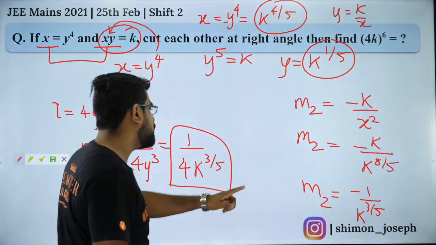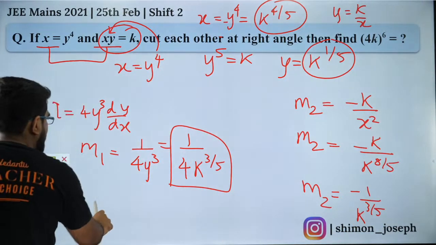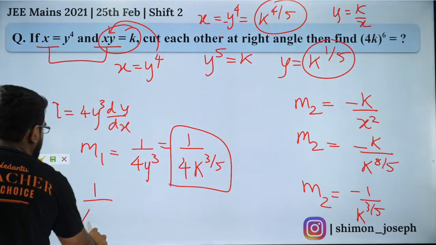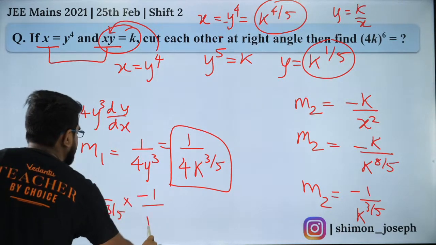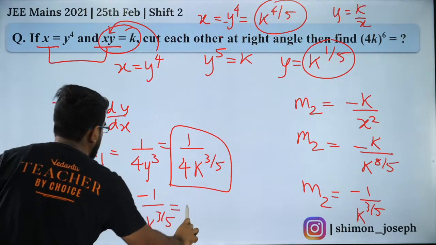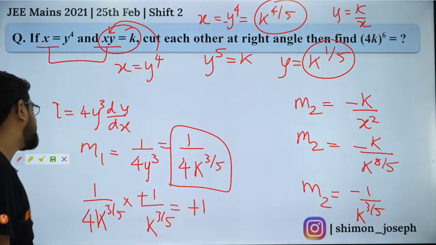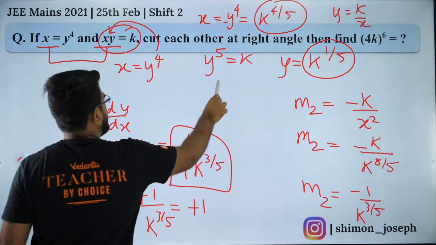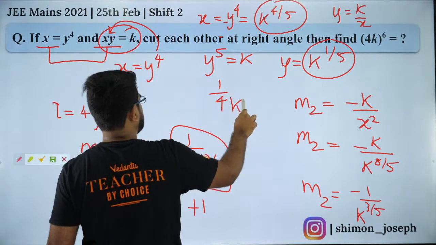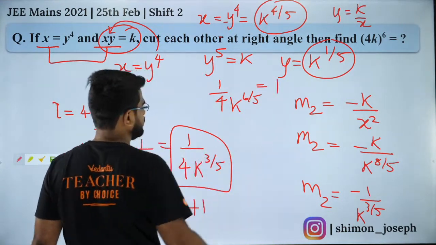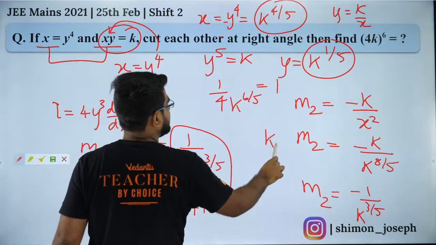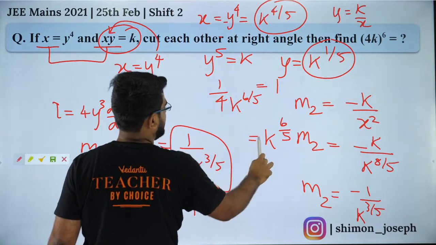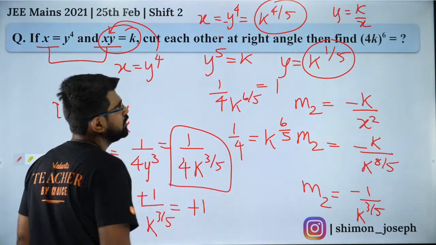So now m1 m2 should be equal to minus 1. So 1 by 4 k to the power 3 by 5 into minus 1 by k to the power 3 by 5 is equal to minus 1. So minus 1 cancels. You will get 1 by 4 k to the power 6 by 5 is equal to 1. Got it? Is that correct, people? So k to the power 6 by 5 is equal to 1 by 4.